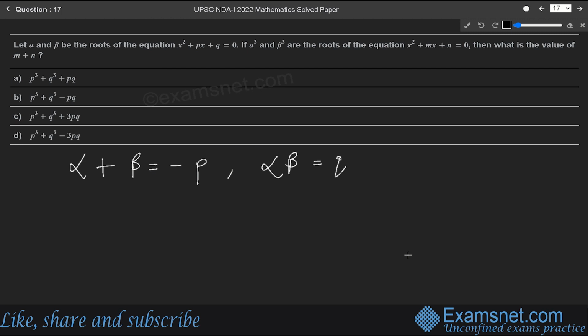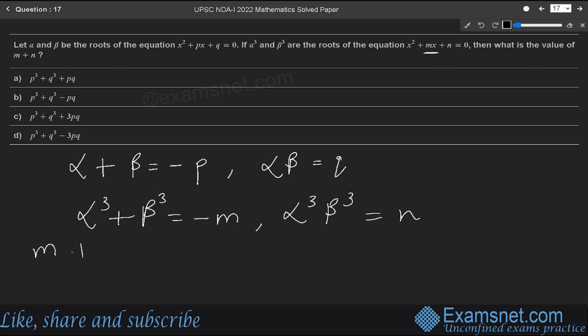Now, in the second part of the question, it is given that alpha cube and beta cube are the roots of the equation x square plus mx plus n. So, from here we can find the value of alpha cube plus beta cube, which will be equal to minus of the coefficient of x. You can see that here the coefficient of x is m. So, alpha cube plus beta cube is equal to minus m. Similarly, alpha cube into beta cube is equal to c, and the value of c here is n. So, in this way, we have got these values and we have to find m plus n.